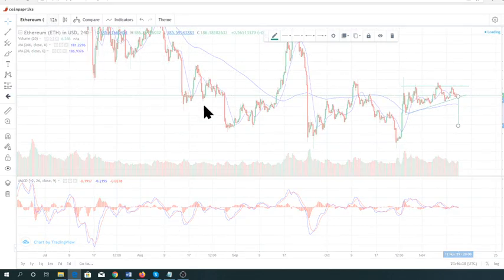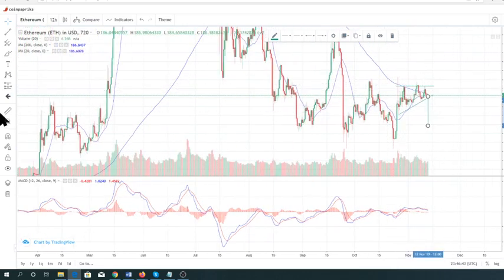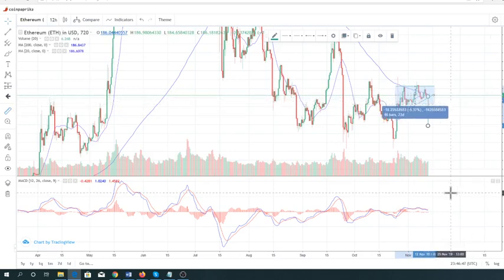If we zoom out a bit and look at the 12 hour time frame, it's showing you a bull flag. If you put, say, a rectangle inside, you can see that that's a bull flag, and that's okay, it's cool.